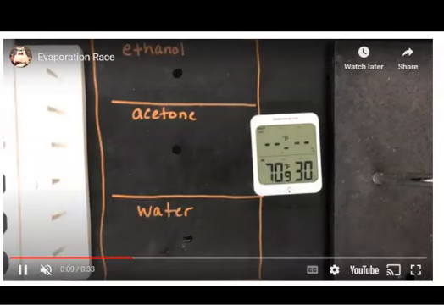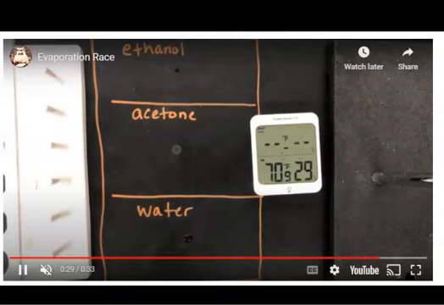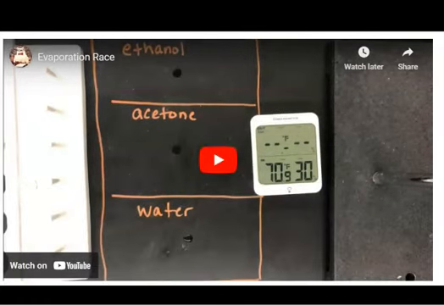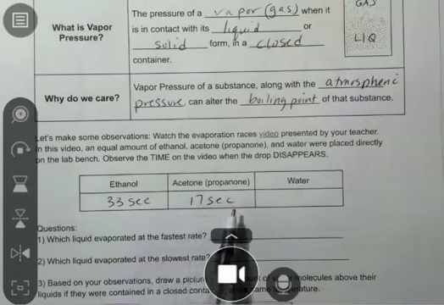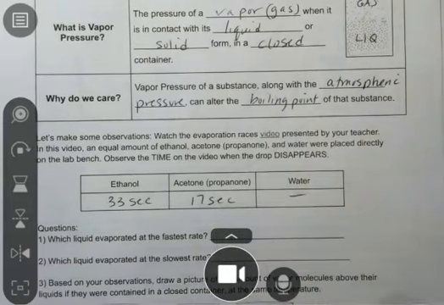So you can see here the ethanol, the acetone, and the water. The acetone disappeared right about at 17 seconds. So that's the one that evaporated first. Water doesn't look like it's changing at all. Ethanol has finally evaporated at the end of the video at 33 seconds. So ethanol, at 33 seconds, took longer to evaporate than acetone, which was the first one to evaporate, and the water never evaporated at all.